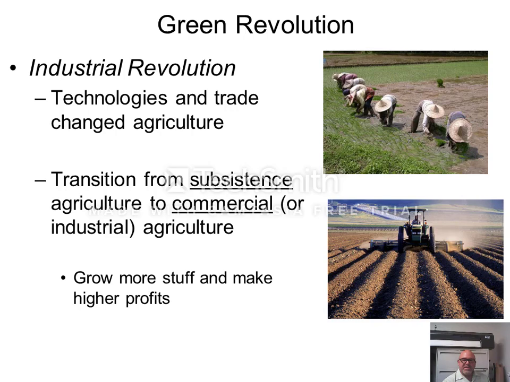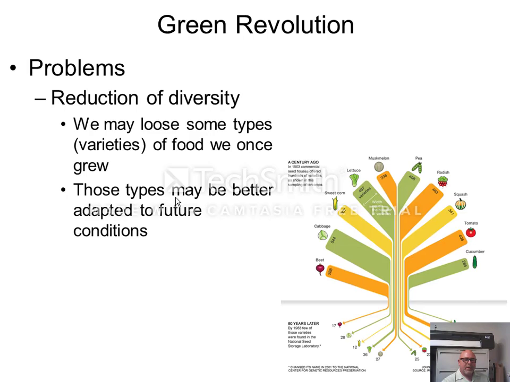So, changes to technologies and trade with the Industrial Revolution changed the way we grow food. The result is a transition from subsistence agriculture, where you grow food that you and your family eat, to commercial or industrial agriculture, where you grow food to sell on a global market. One side effect of this has been a reduction in the diversity of the food we grow. As food production has become more industrialized, it has also become more homogeneous, with fewer varieties of food. The downside of this is that our food supply is less well adapted to changing conditions, including changing climates.